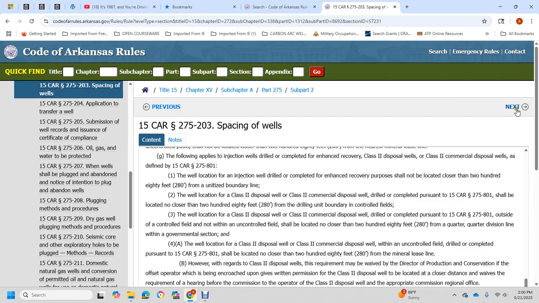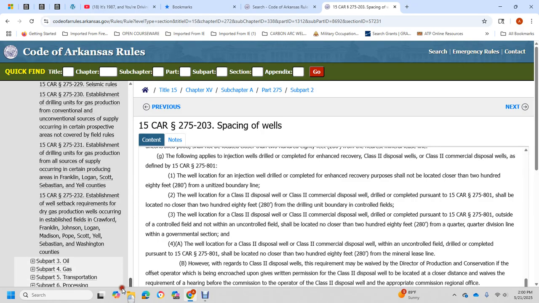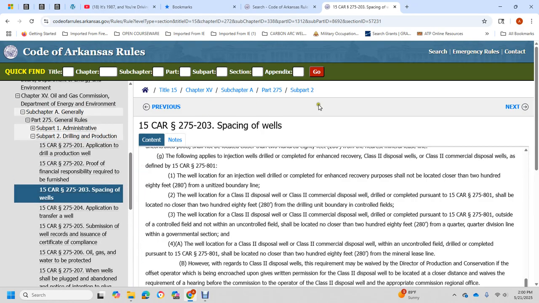That was 203, spacing of the wells, and let's see, we got 232. That's how we got a long way to go.